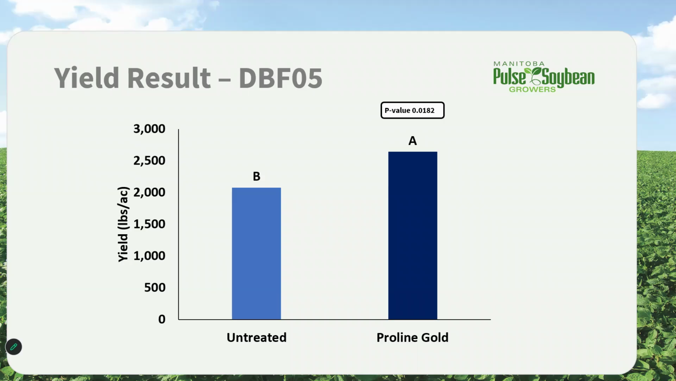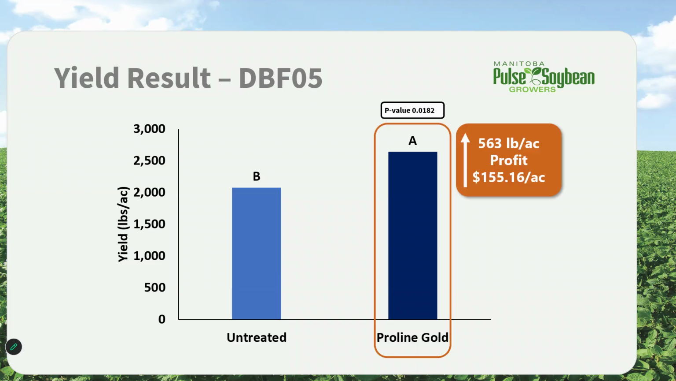And then going into dry bean fungicide 05, where we did see the higher white mold pressure, we did see a significantly increased yield with the fungicide application, and the farmer profited an extra $155 per acre. And this is based on a 32-cent per pound black bean price and $25 per acre for the Proline Gold.